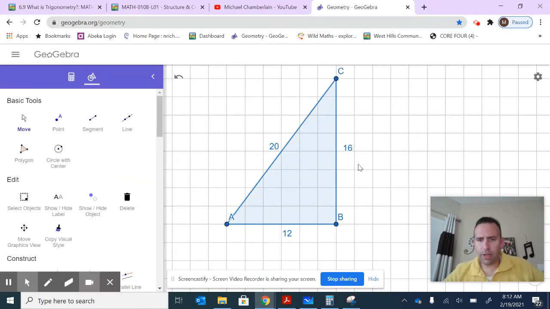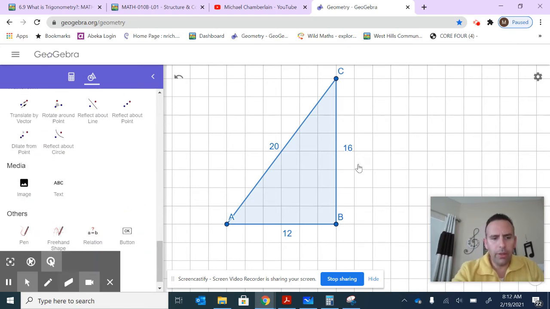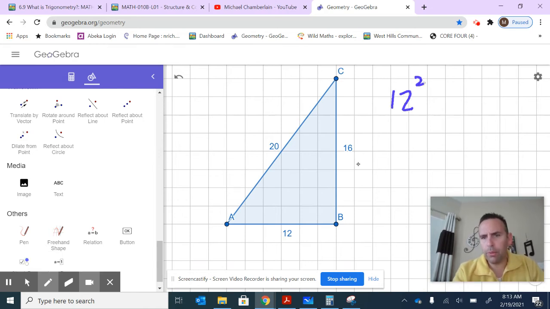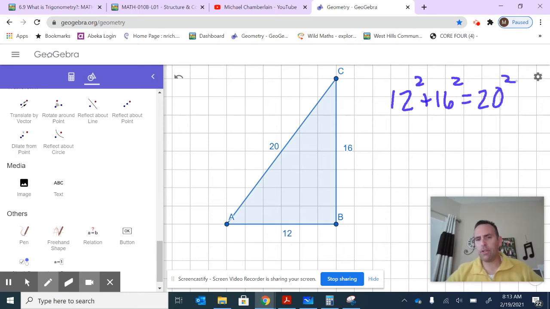So before this video started, I created this right triangle that you see here. This is a right triangle. I constructed it on the grid. The legs are 12 and 16. The hypotenuse is 20. So one way you may remember to check that is to make sure that, of course, 12 squared plus 16 squared is in fact equal to 20 squared, which it is. And you can verify that after this video.